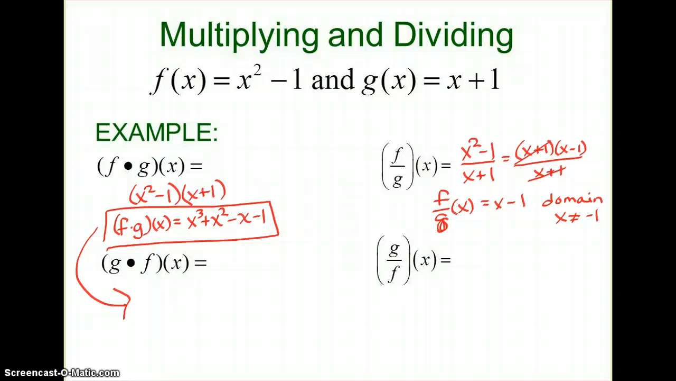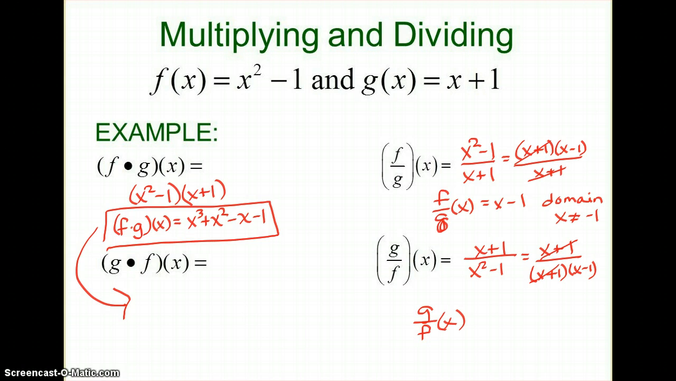Now for g over f, this time the x plus 1 goes in the numerator and the x squared minus 1 goes in the denominator. But again, the process here still is the same. I factor the denominator this time, causing the x plus 1's to cancel, and I end up with g over f of x being 1 over x minus 1.